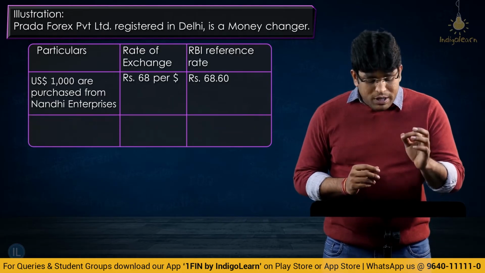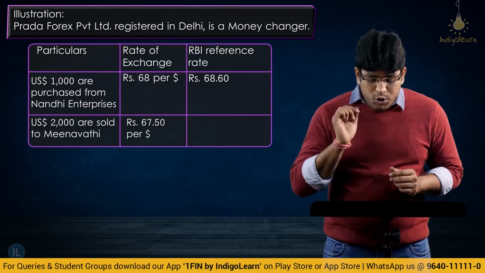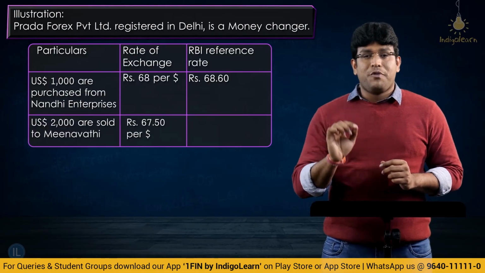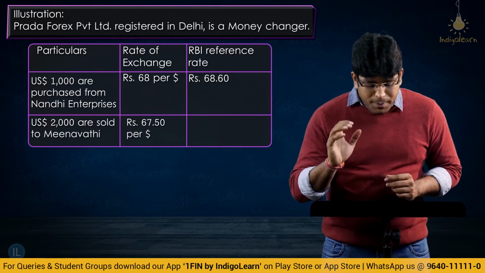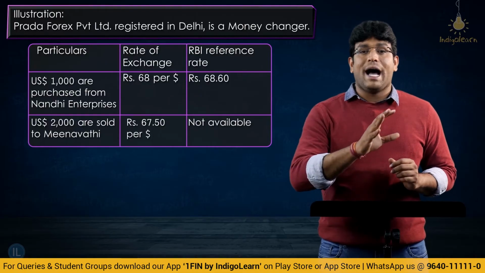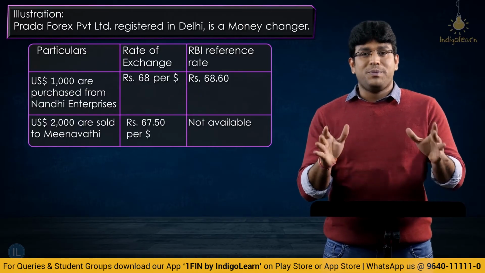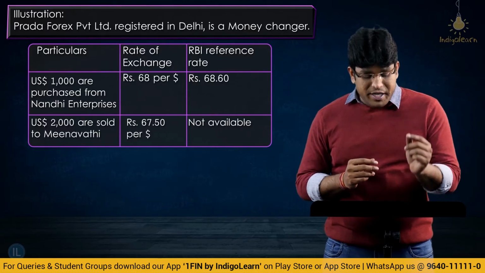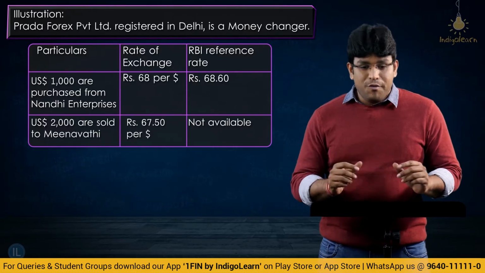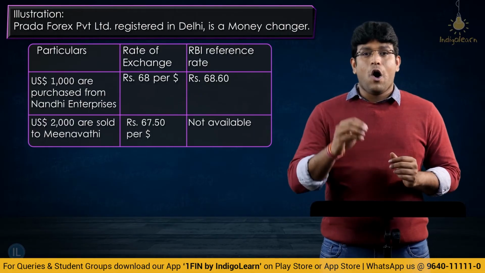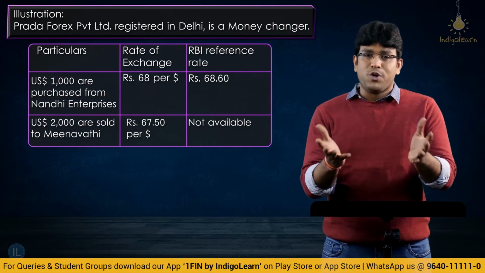Second bit. 2,000 US dollars are sold to Meenavati at the rate of 67.50 per dollar. RBI reference rate for US dollar for that day is not available. Good. So in the first bit they have given the RBI rate, which is available, and they have given that as 68.60. In the second case, $2,000 are sold to Meenavati at 67.50. On that date, the RBI rate is not available.